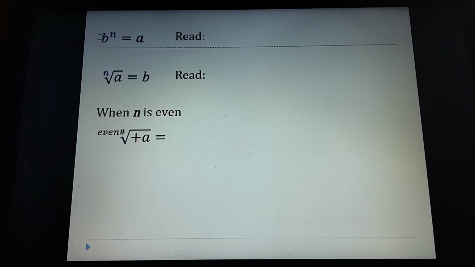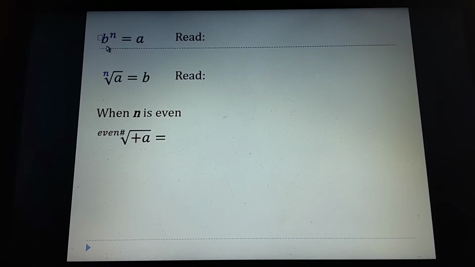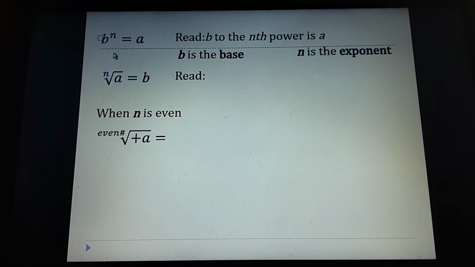Okay, first of all, you have to know how to read math and sound like you know somewhat what you're talking about. So we've seen expressions like this. To read it, you say b to the nth power equals a. Remember that the number in the b spot is your base, and whatever's in the n spot is your exponent.